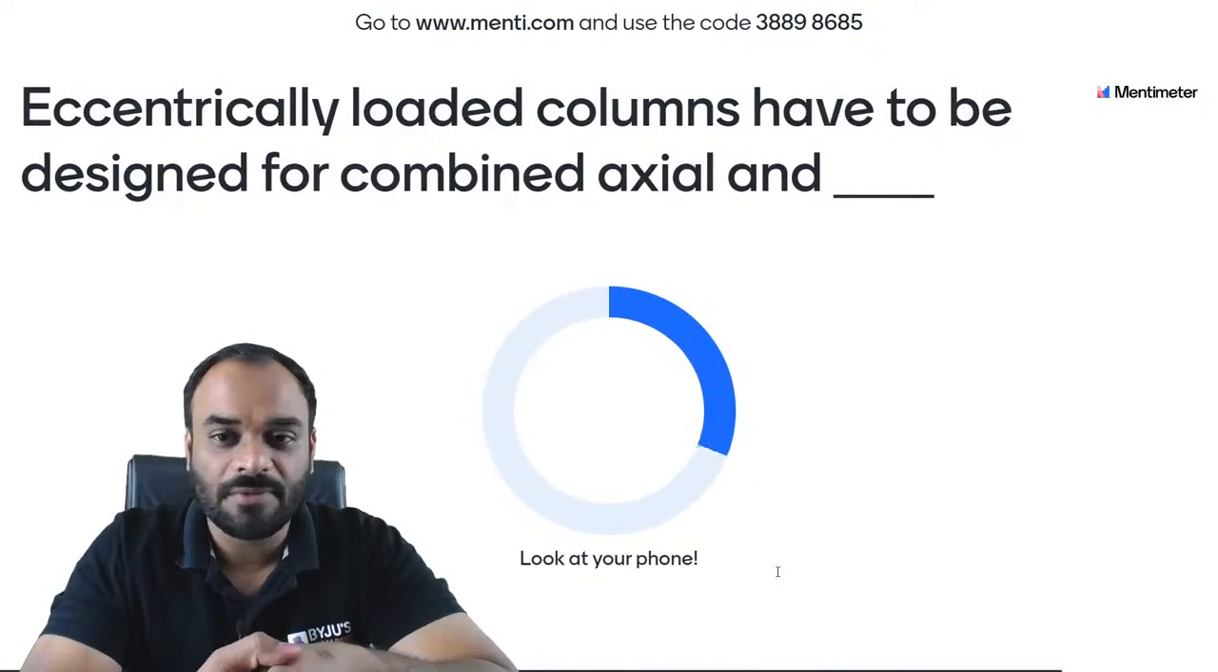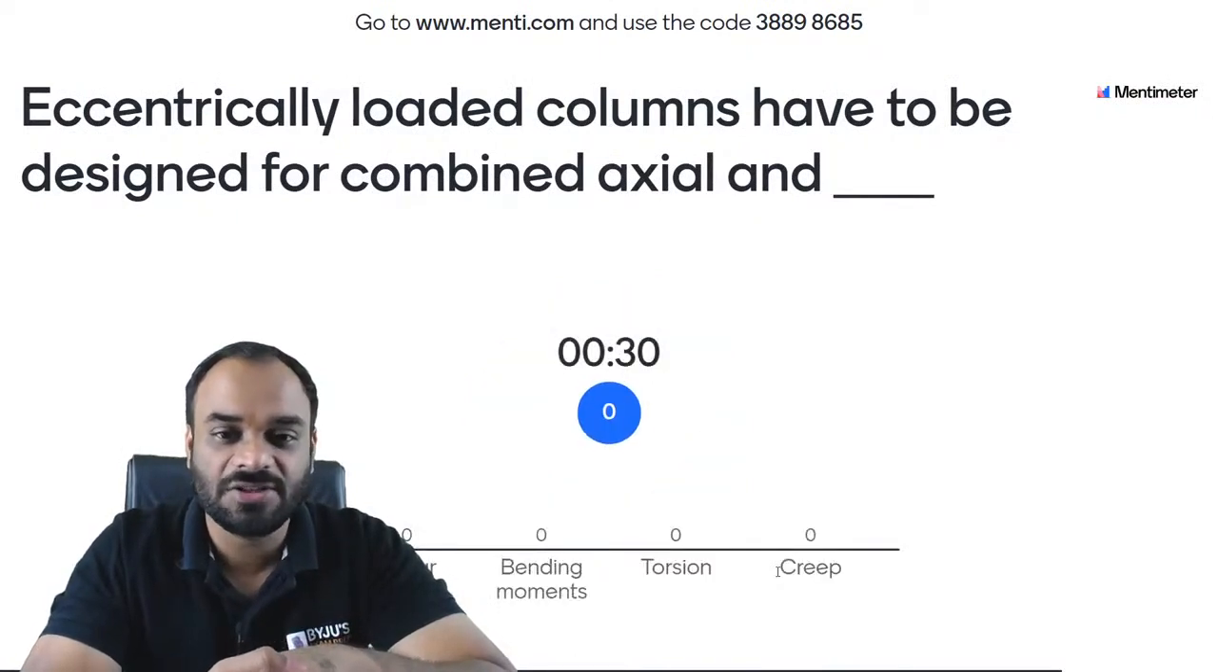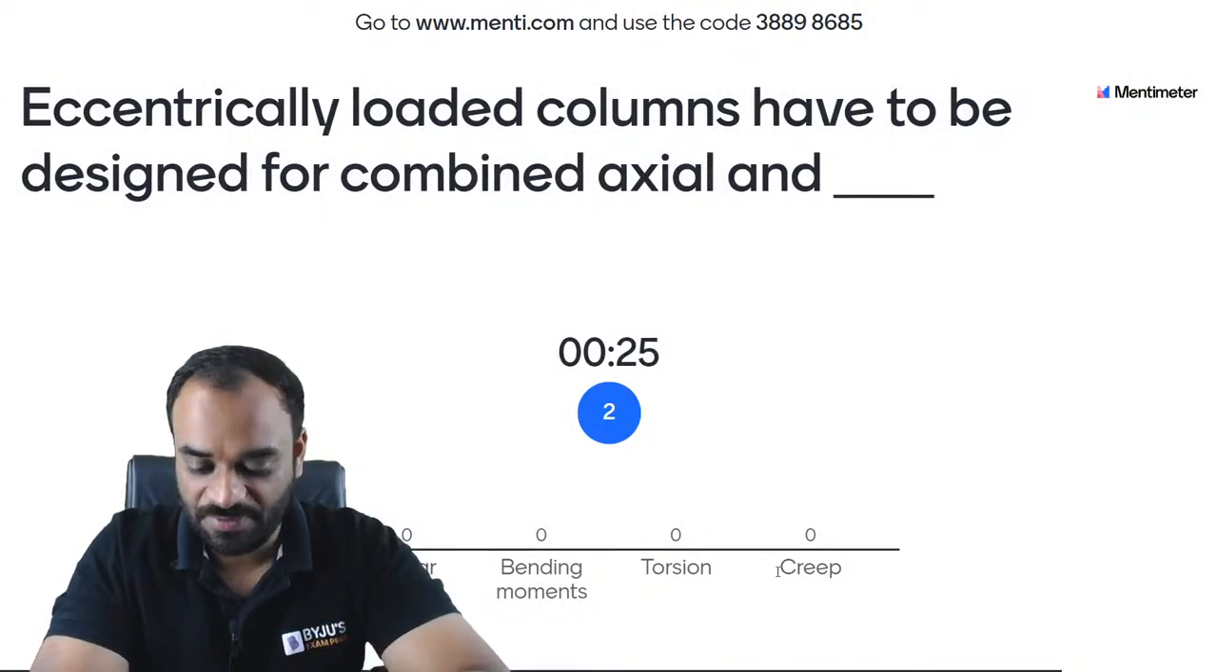Eccentrically loaded column have to be designed for combined axial and what? Shear force, bending moment, torsion, and creep.